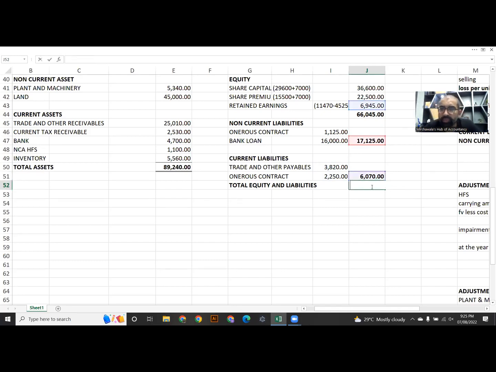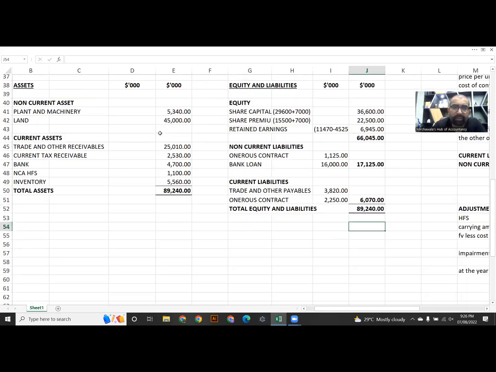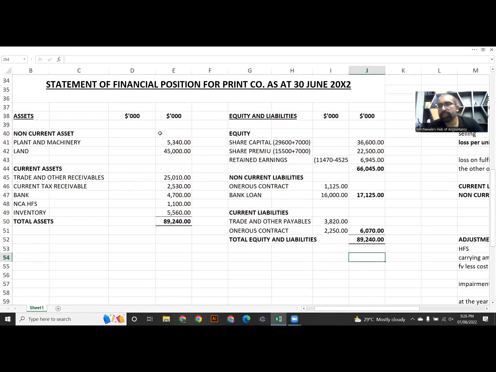So now you have everything with you. You have total equity, non-current liabilities as well as current liabilities. Let's add these three, this first one plus this plus this. Finally, it balances, you can see on the screen.